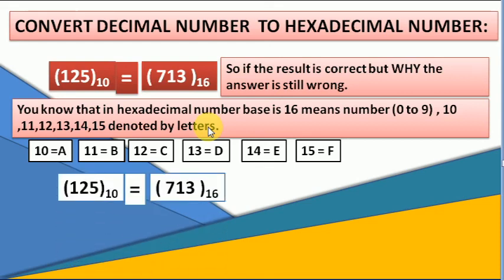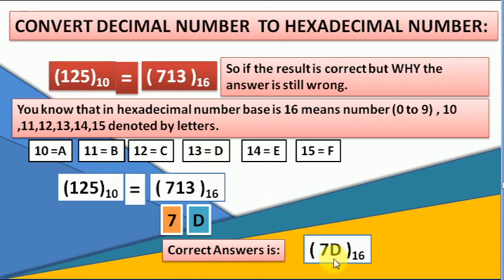So if the answer is 713, it will be like this. 7 remains as it is, but 13 is denoted by a letter. What is that? It is D. So the correct answer is 7D in base 16. You are not supposed to write down 713. Why? Because it would read as the number seven hundred thirteen. So you have to write down 7D.